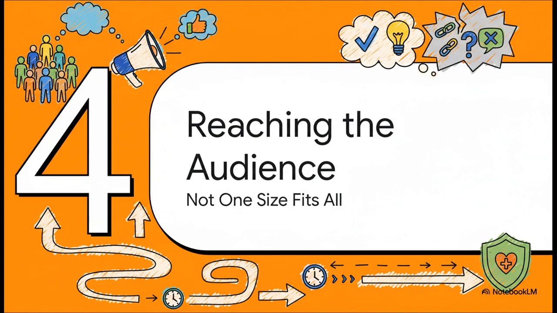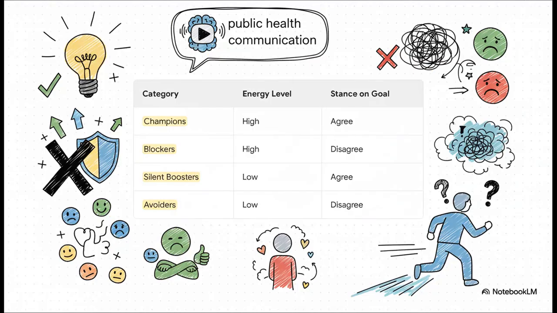Okay, so let's say you've crafted the absolute perfect message. Well, that amazing message is totally useless if it doesn't get to the right people. Because a great strategy isn't just about what you say, it's about who you're saying it to. This is how the pros map out their audience. Let's imagine a campaign to get more people to cycle. You've got your champions, right? The die-hard cyclists who are already on board. Then you have your blockers, the people who are actively against it, who think cyclists are a menace. And then you have these quieter groups, the silent boosters, who maybe own a bike but never use it, and the avoiders, who just could not care less. Obviously, one single message is not going to work for all four of those groups.